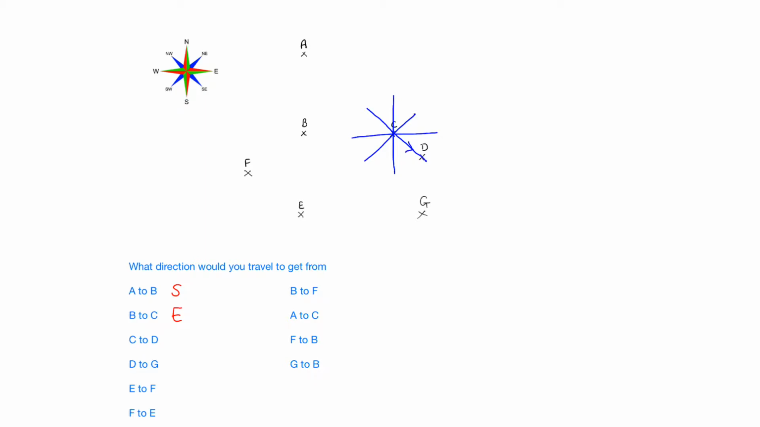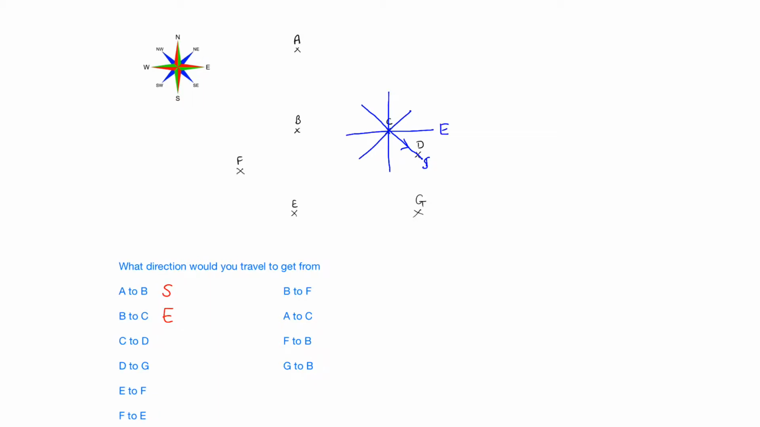From C to D, remember you start off with north or south, so that must be south because it's below the middle line. And remember this one is east, so that's southeast. Okay, next one, D to G. So we're going from D to G, so we're going straight down again, so that's another south.